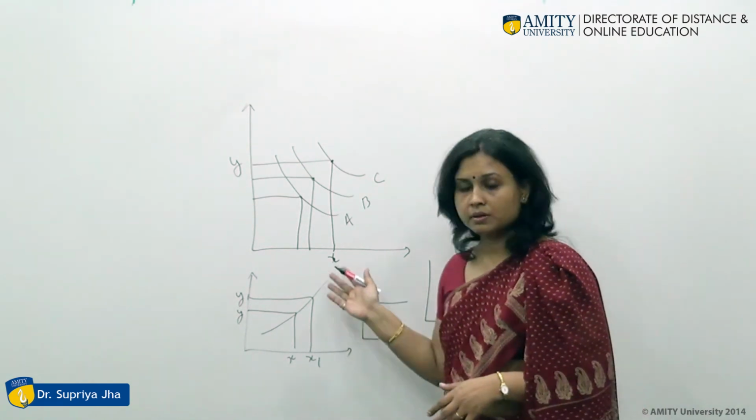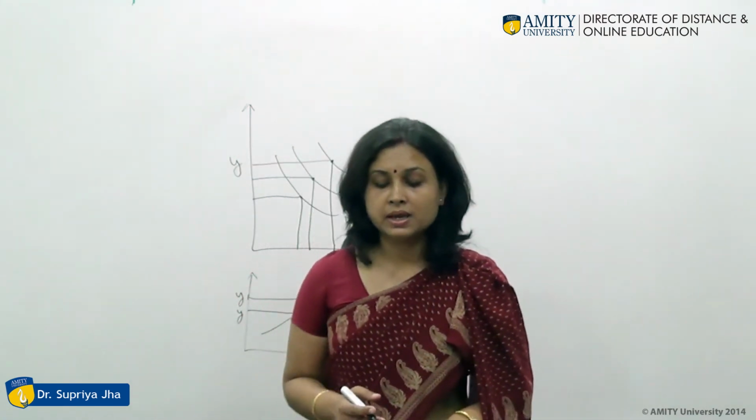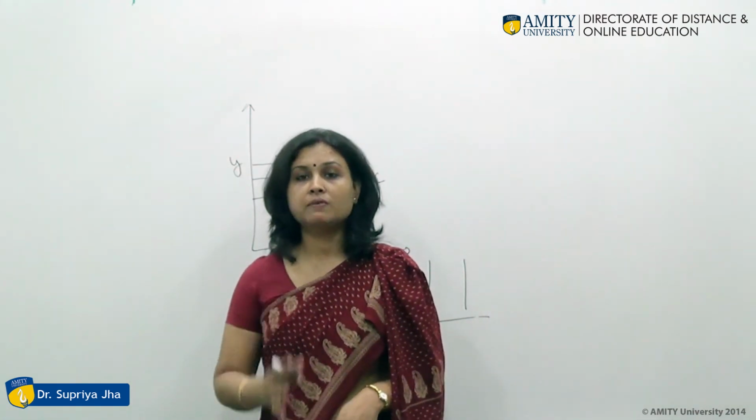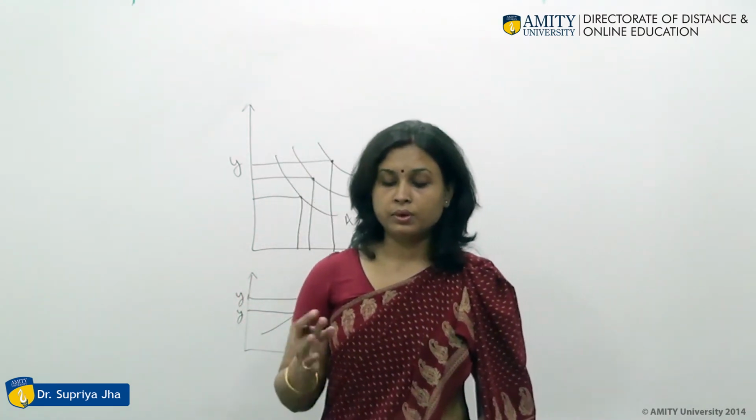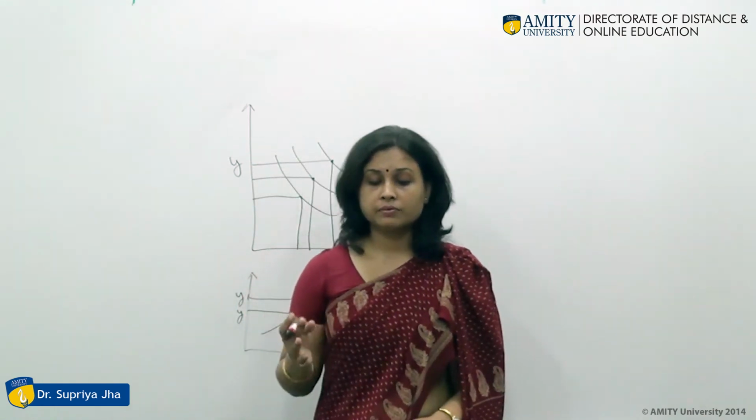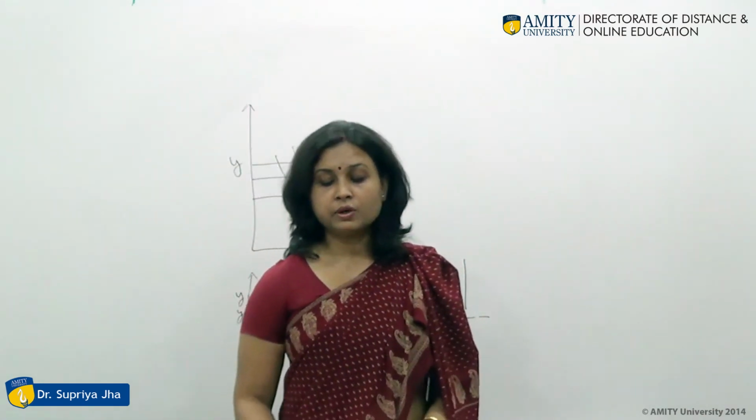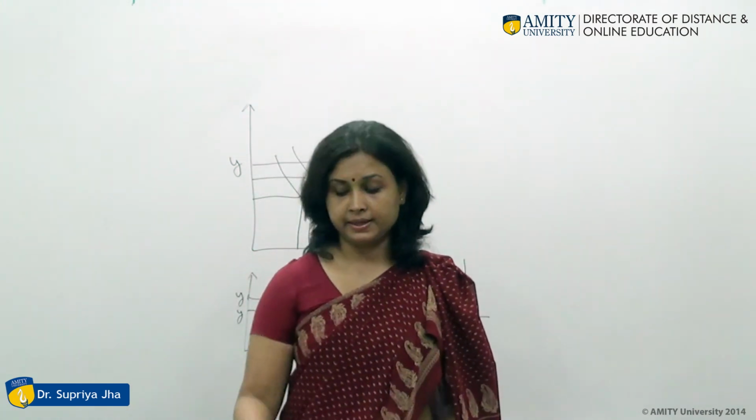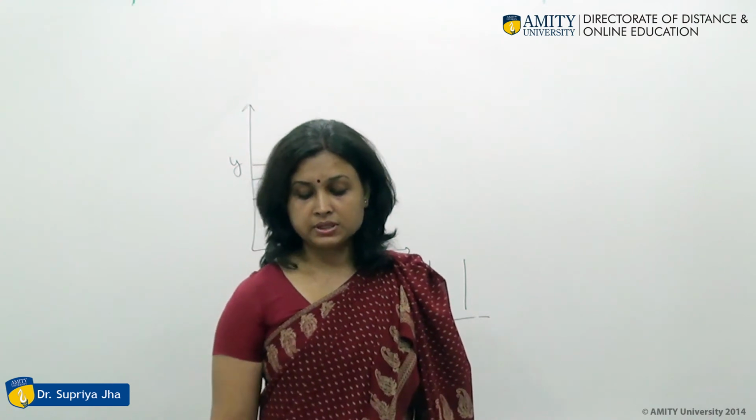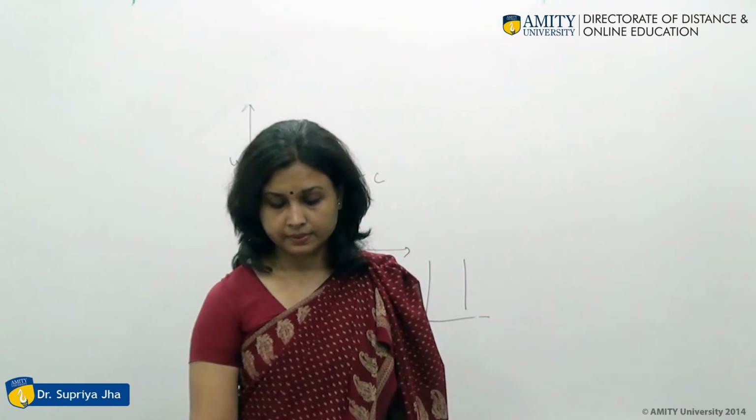That's why the second feature of indifference curve is that indifference curves are always downward sloping. A consumer is willing to give up one good only if he or she gets more of the other good in order to remain equally happy. If the quantity of one good is reduced, the quantity of the other good must be increased. For this reason, an indifference curve is downward sloping.